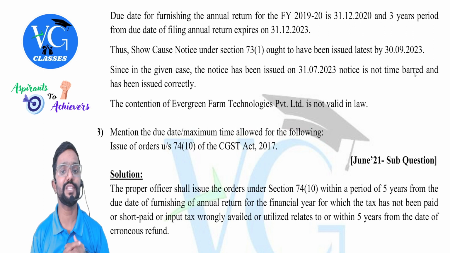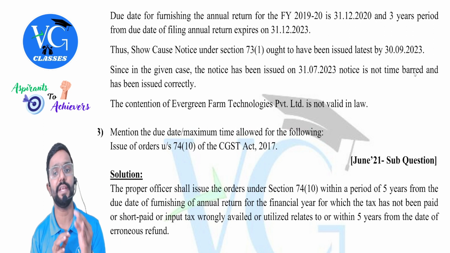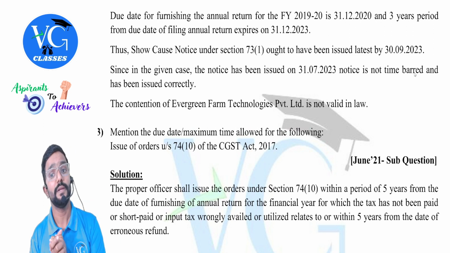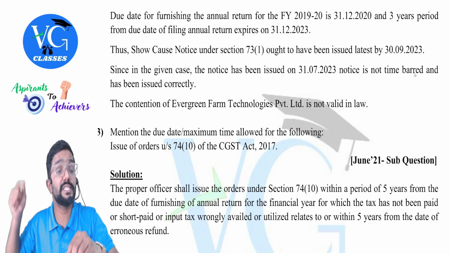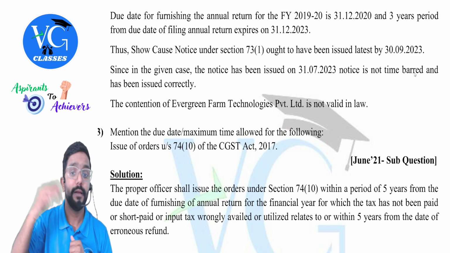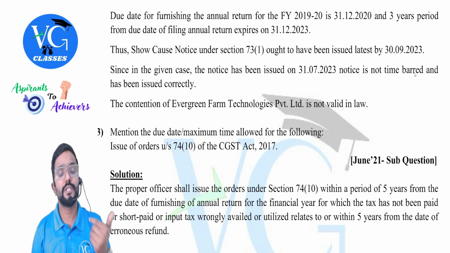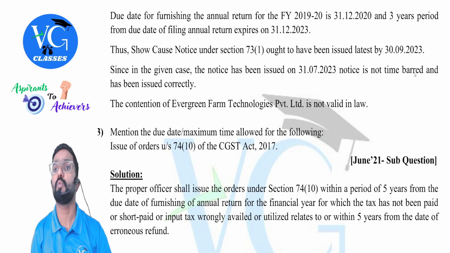Due date for furnishing the annual return for the financial year 1920 is 31st December 2020. And 3 years period from the due date of filing the annual return will expire when? 31st December 2023. This is the deadline to pass the order. 3 months before this, thus, the show cause notice under section 73 subsection 1 ought to have been issued latest by what date?